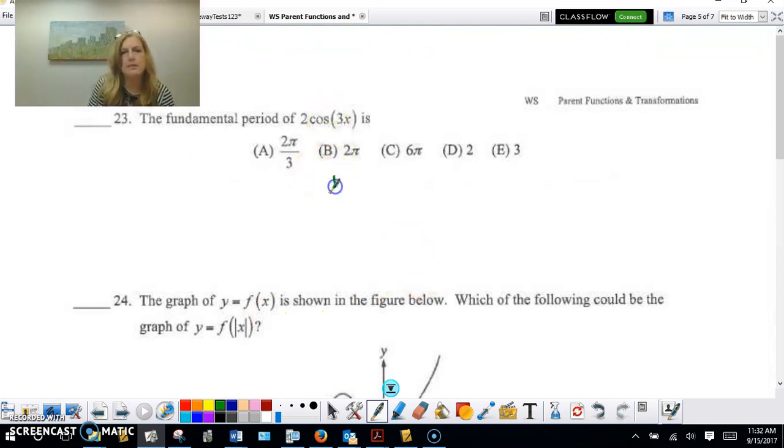All right, fundamental period, very easy. Shrink of 1/3 times the old period gives us 2 pi over 3. So the answer for that one is A.